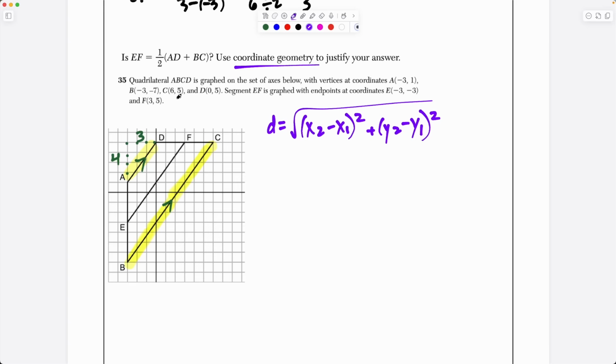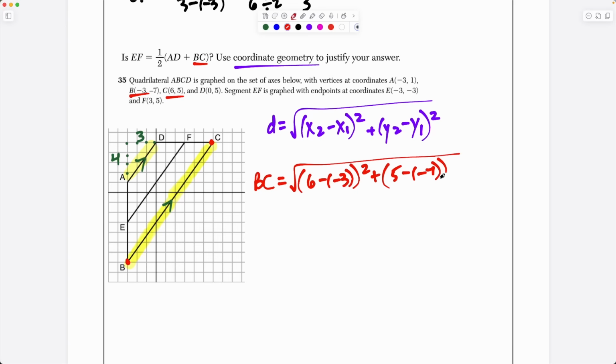But let's say first that I use the formula. So let's say I want to use it to find the length of BC. So BC, and I have the coordinates here for B and C, is equal to the square root of the difference of the x values. So I'm doing 6 minus -3 squared plus 5 minus -7 squared. I'm going to subtract 5 minus -7 and then square it.